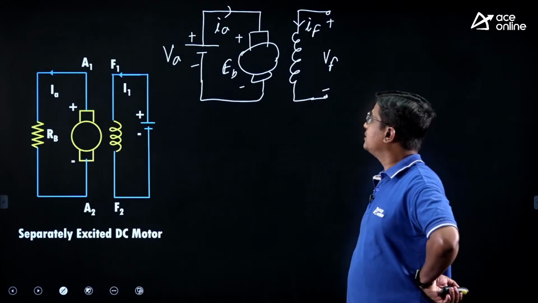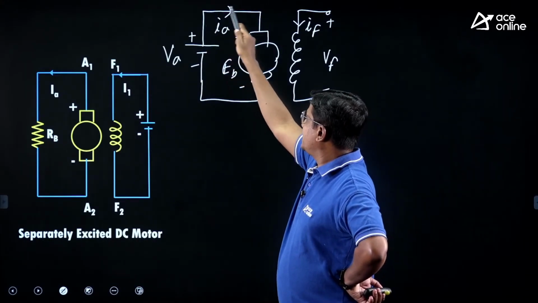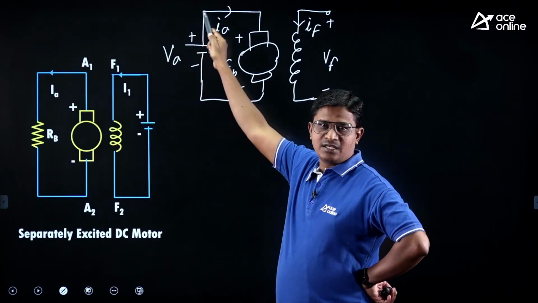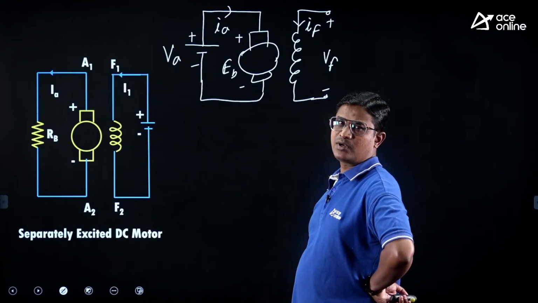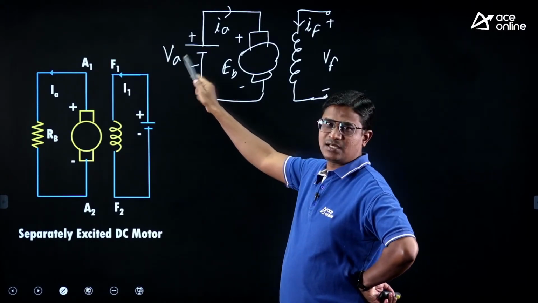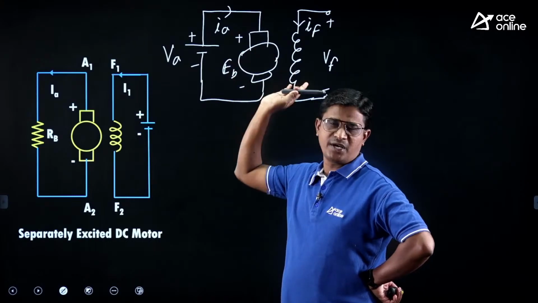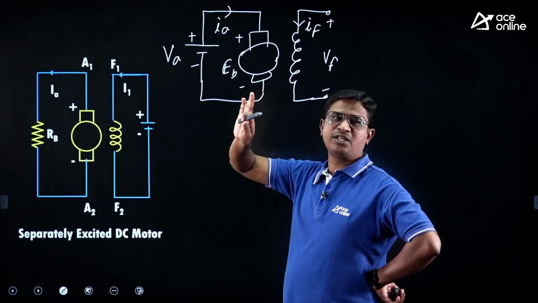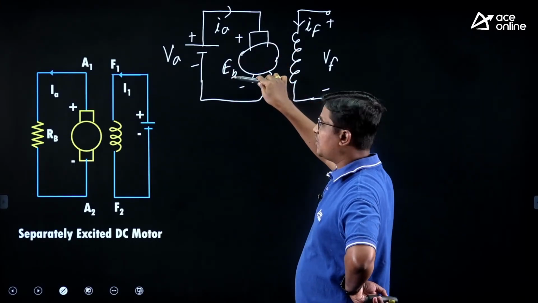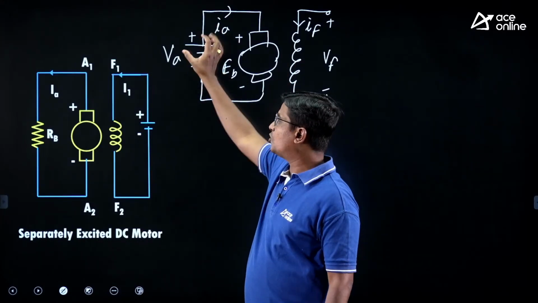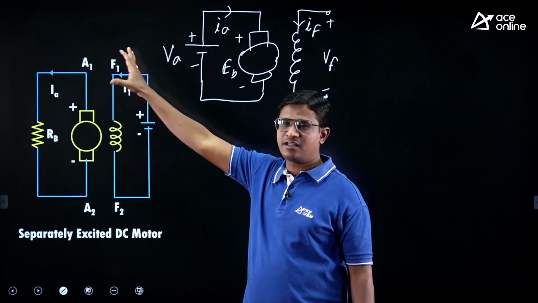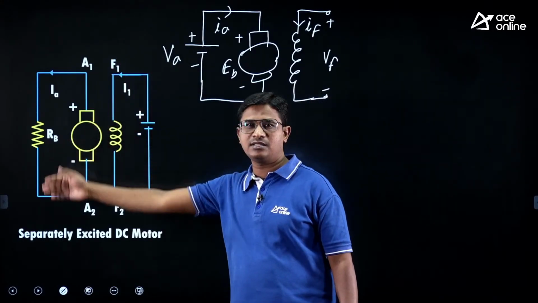Now tell me here, IA is flowing in a clockwise direction, right? Armature current is flowing in a clockwise direction in this circuit. So it is EB. Now I applied some voltage here, and my motor is rotating at a particular non-zero speed. If motor speed is non-zero, then my back EMF value will also be non-zero.